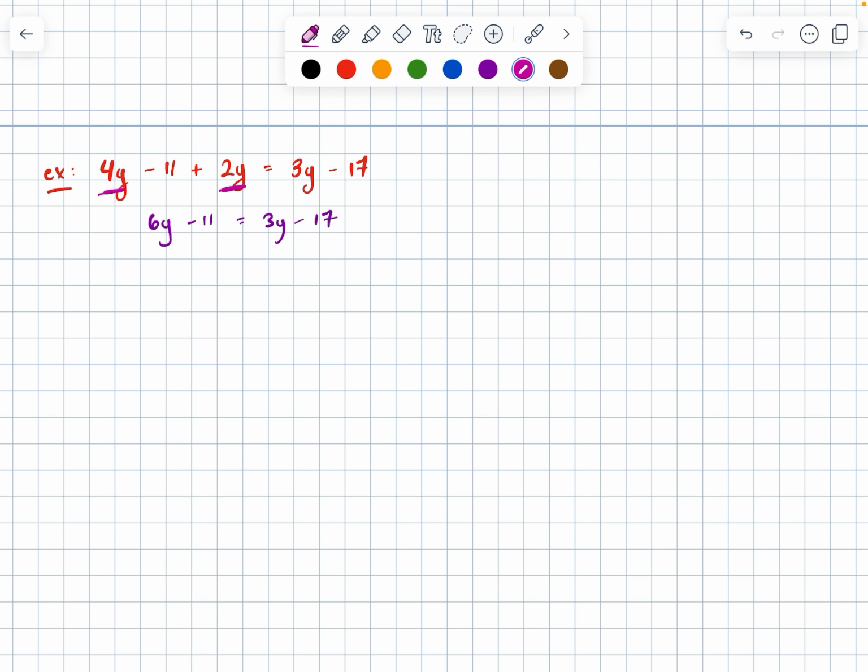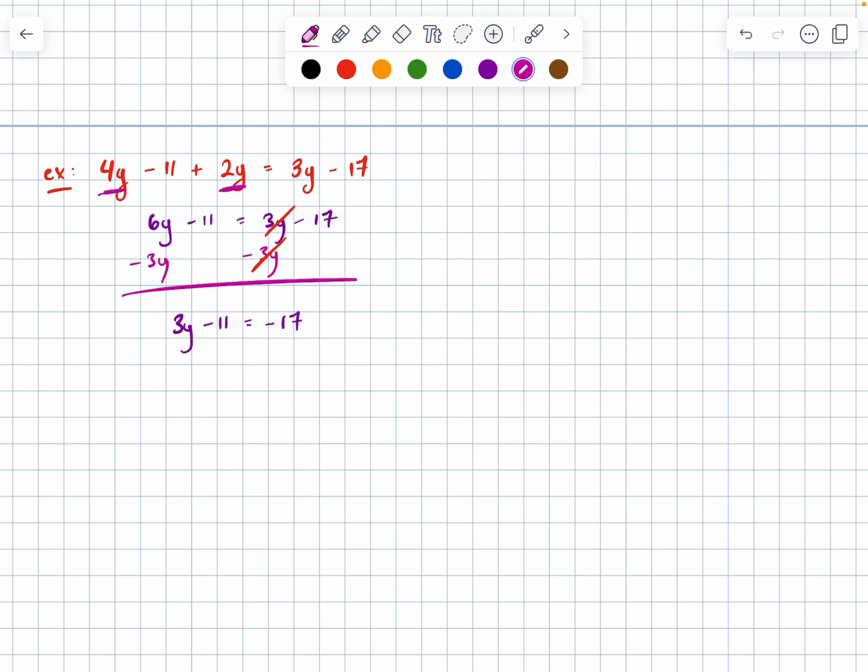So it doesn't really matter which side I get my variable on. Maybe I want to move it to the left. So if I want to get rid of all of the y's on the right, again, what choice should I make here to get rid of a positive 3y? Well, in this case, to undo a positive 3y, let's use a negative 3y. So I'll subtract 3y from both sides. 3y minus 3y is 0. Those guys go away. So I've just got the negative 17 left over. And then on the left side, 6y minus 3y, well, that's 3y's. I still have a negative 11.